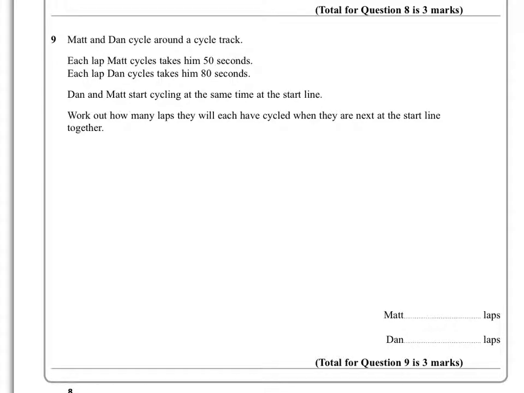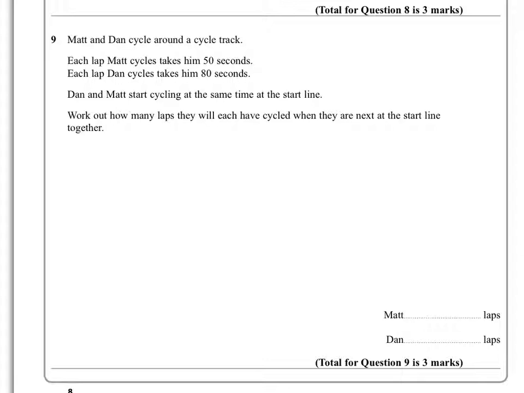In question 9 we're told that Matt and Dan cycle around a cycle track. Each lap Matt cycles takes him 50 seconds and Dan takes 80 seconds. So Matt is obviously doing it quicker. We're told that Dan and Matt start cycling at the same time at the start line, and they say work out how many laps they will have each cycled when they are next at the start line together.